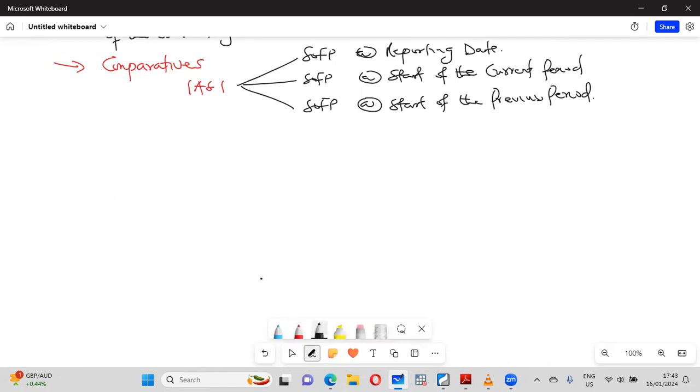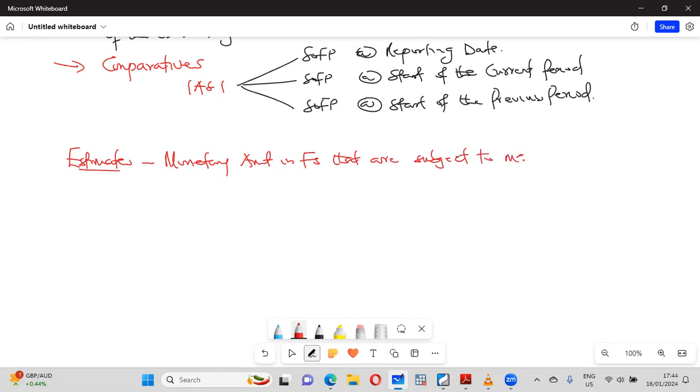All right, so what is a change in estimate? Of course, what is an estimate? An estimate is just some monetary amount in the financial statement that is subject to measurement uncertainty. So that is an estimate. The monetary amounts in the financial statements that are subject to measurement uncertainty. So it's all projections. All right, so basically that is it.